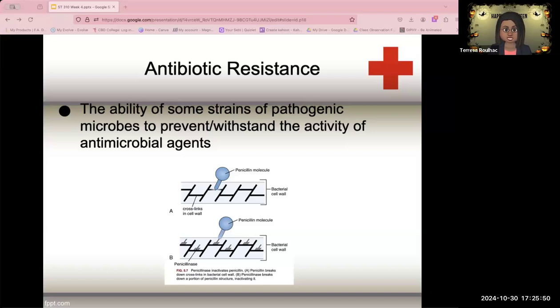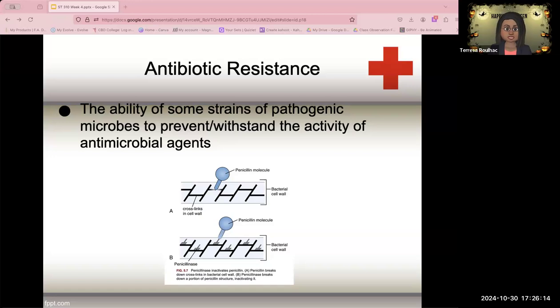Microorganisms can produce enzymes that chemically modify or destroy the antibiotic, rendering it ineffective. For example, beta-lactamase. These enzymes can inactivate penicillin and related antibiotics, which is really bad because penicillin is our go-to unless the patient is allergic.